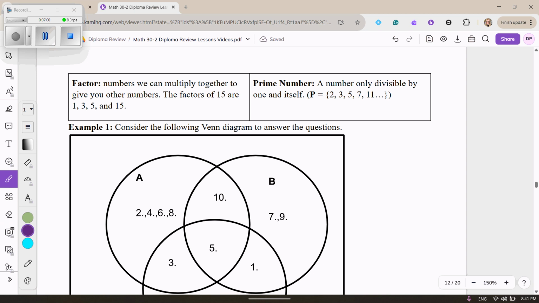And then our last definition: if a number's only factors are 1 and itself, then we have what's called a prime number. So remember that 1 is not a prime number, it starts at 2. 2, 3, 5, 7, 11.